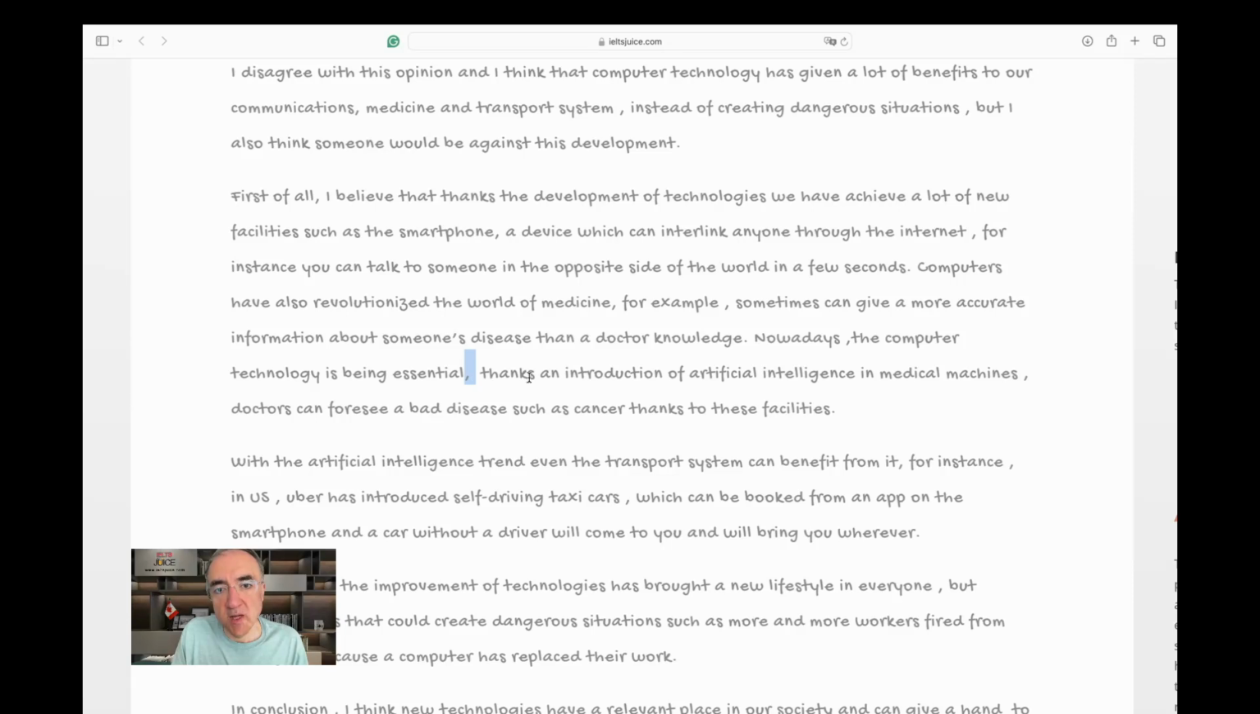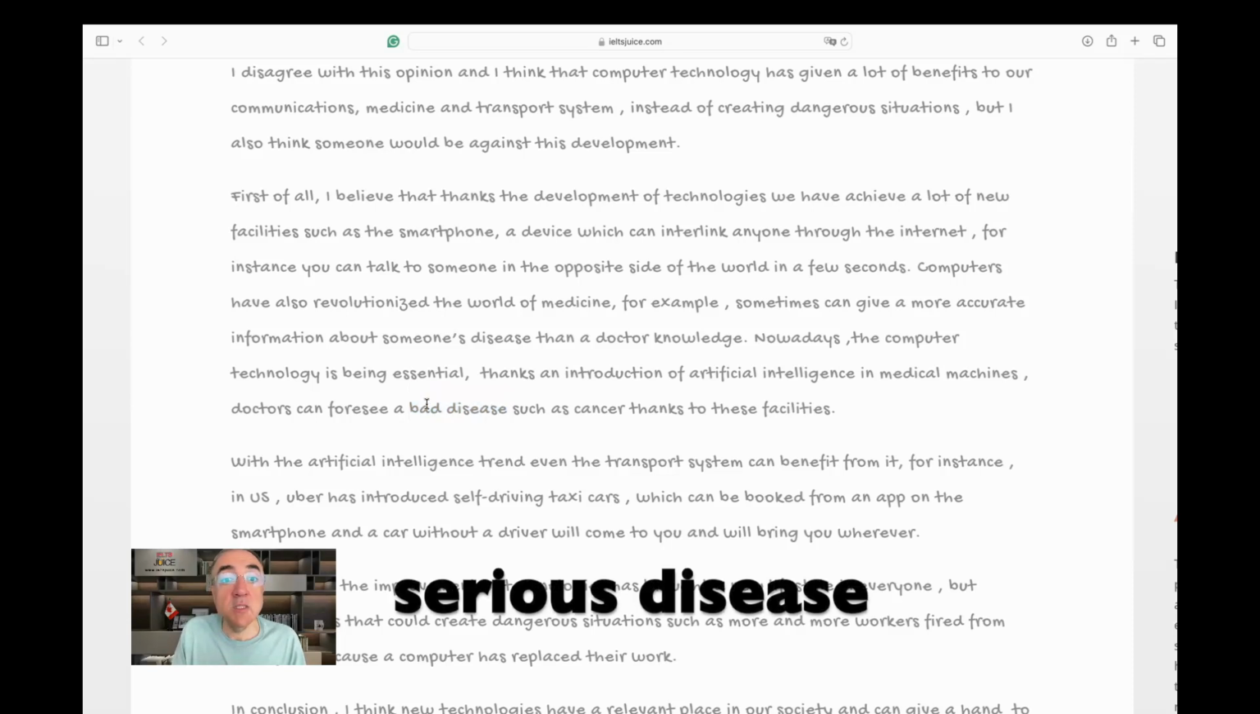Thanks to an introduction of artificial intelligence, thanks to the introduction of artificial intelligence in medical machines, doctors can foresee a bad disease. It's a weird collocation. Do we have a good disease? You see a family member is coughing and you say, oh, good, you're coughing. Very good. That's a good disease. Just stay home and enjoy. Maybe you wanted to say a serious disease, a life-threatening disease.